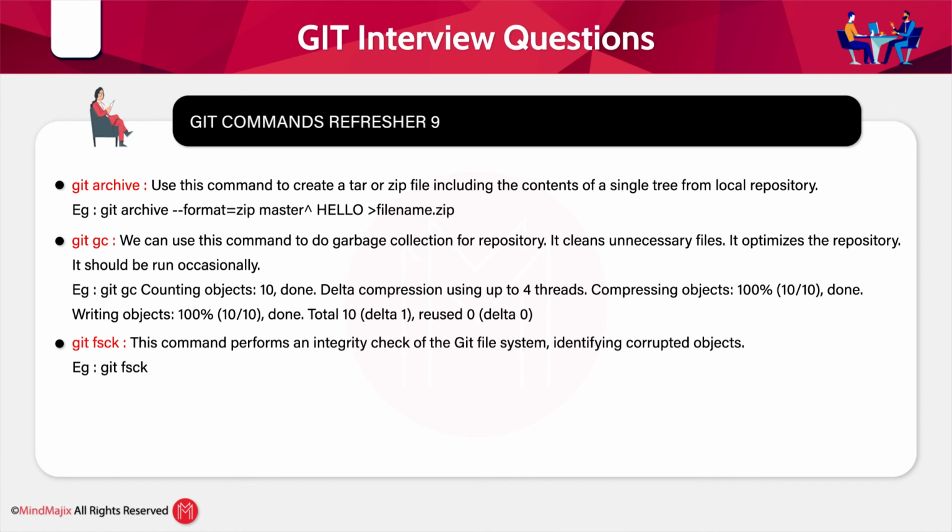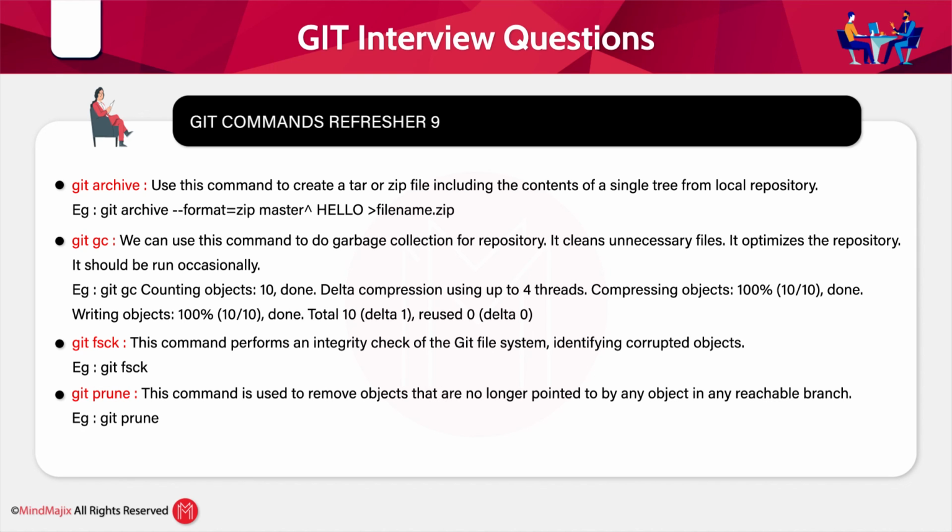FSCK, guys. FSCK is what? This command performs integrity checks of the Git file system and identifies the corrupted objects as well. Prune, what does it do? Pruning means removing the objects that are no longer pointed to by any objects in an unreachable branch.